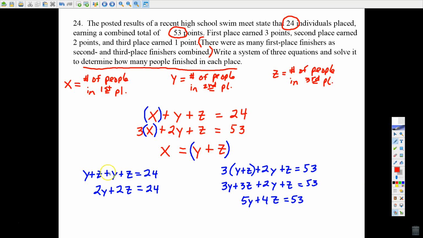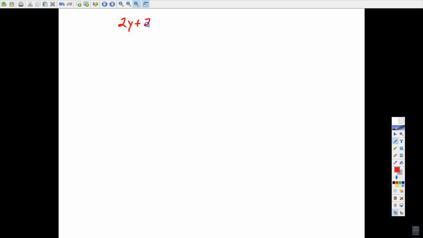Alright, so now I'm left with 2 equations that have 2 variables, and they have the same variables, Y and Z. So I'm going to put these 2 equations together, one over the other, and solve this little system of 2 equations using elimination. So I need to go to a new screen, and I'm going to write 2y plus 2z is 24, and below that, the other equation, 5y plus 4z equals 53. Looking at these 2 variables, it looks like eliminating z would be the easiest.